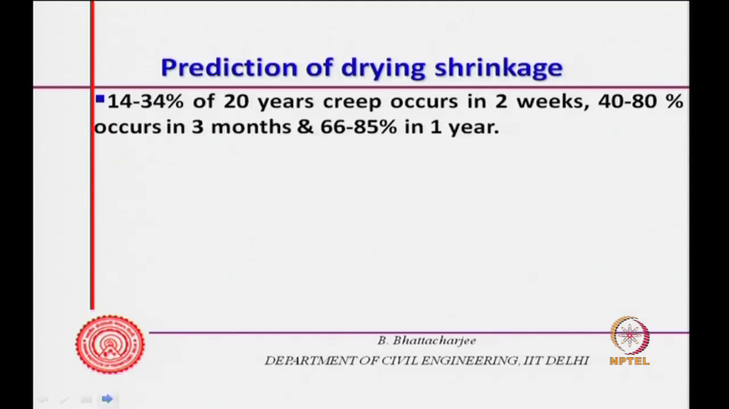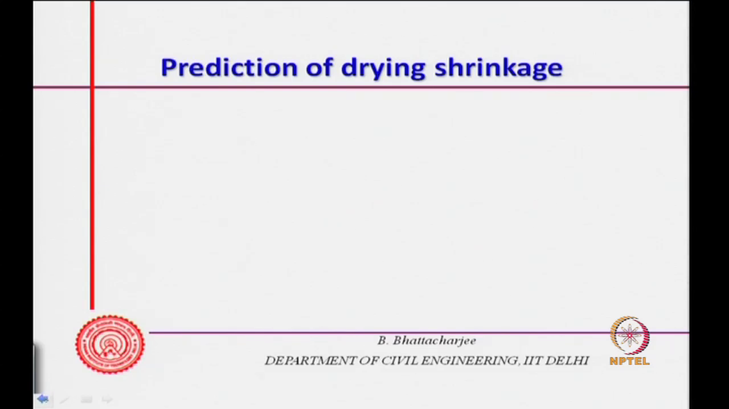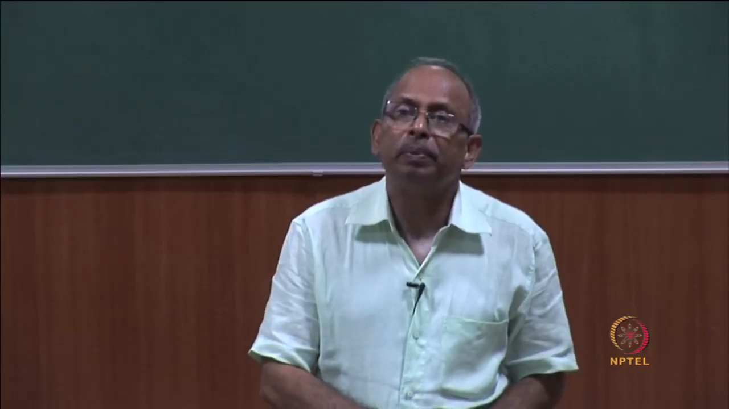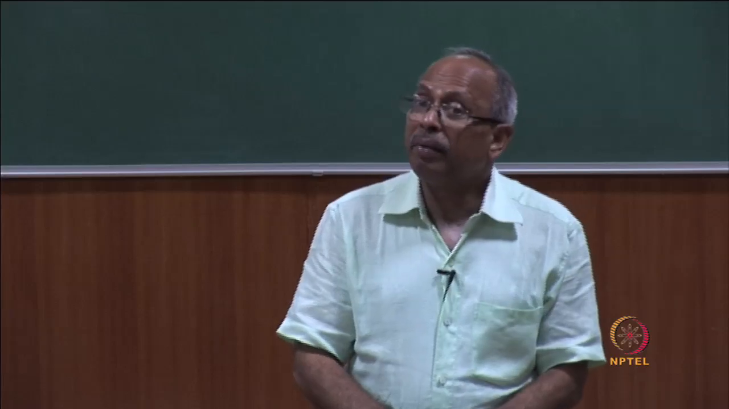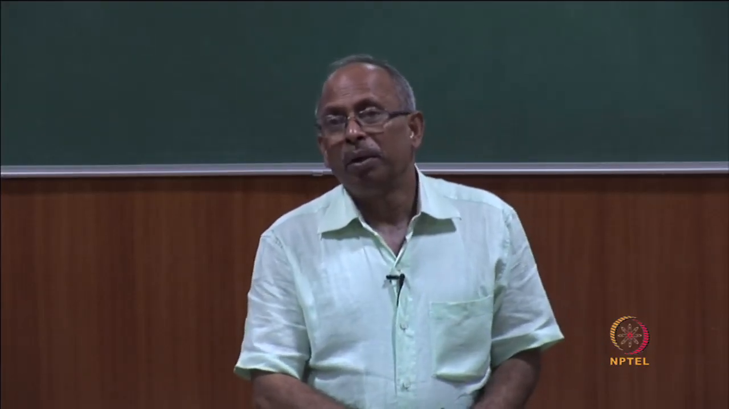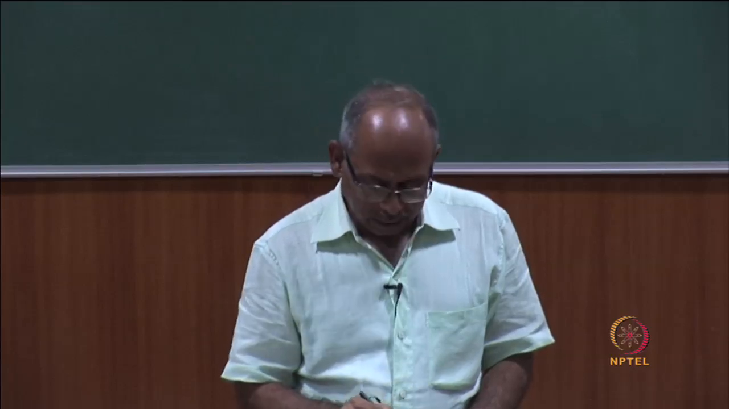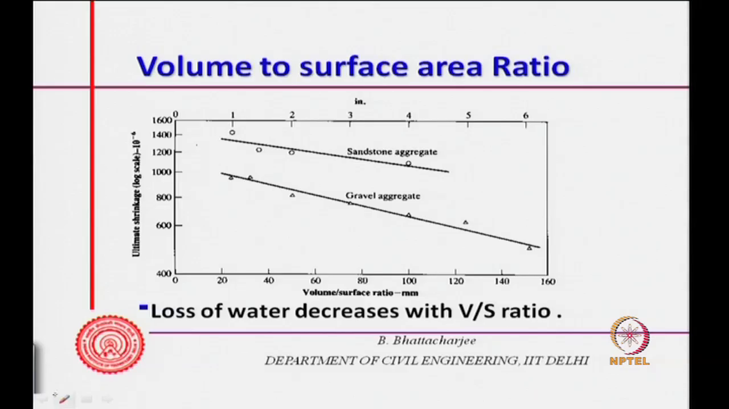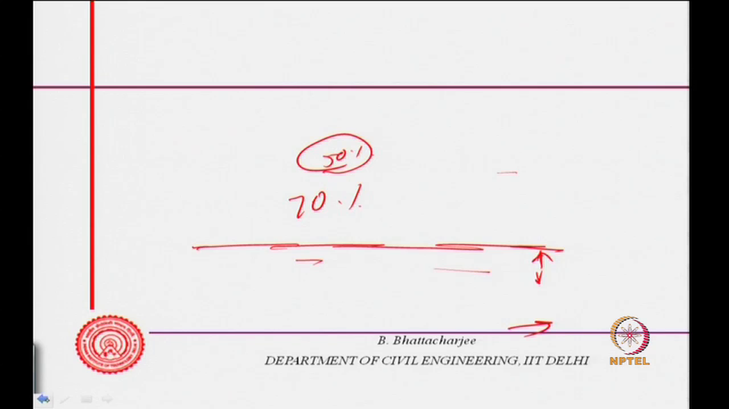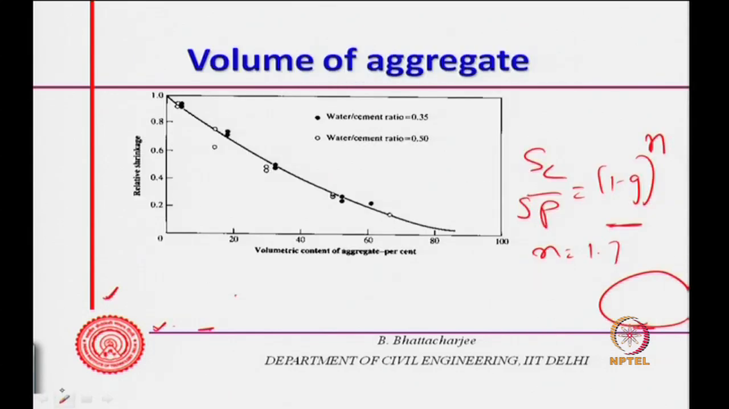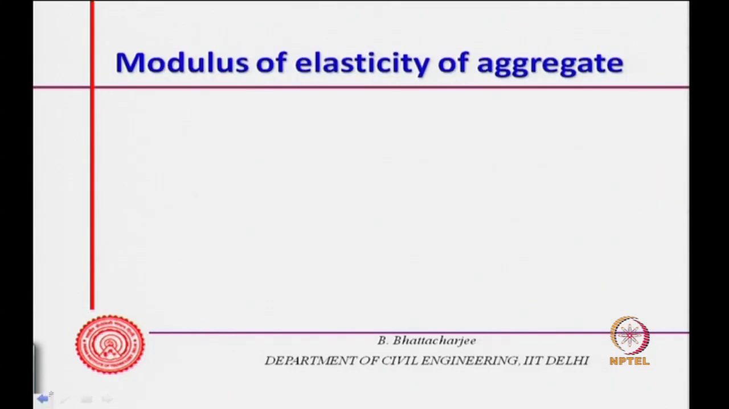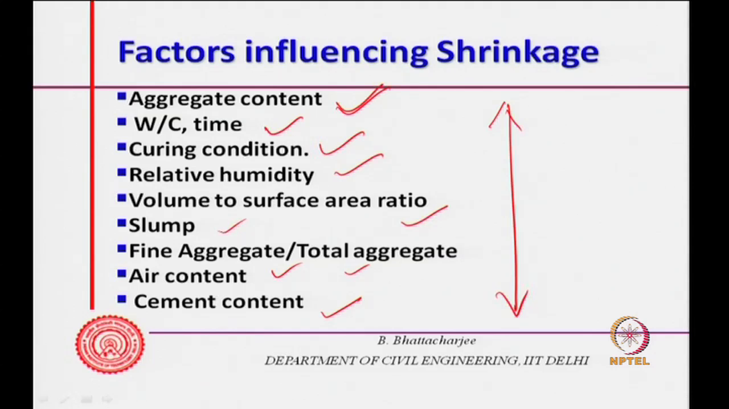We will come to prediction of drying shrinkage, but remember we did not talk of some of the factors, namely slump, fine to coarse aggregate ratio, etcetera, because we did not discuss this. Let us go back to that slide quickly and see what are the things we did not really account for. We did not talk of slump, fine to total aggregate, air content, cement content. Now, this is indirectly covered actually.